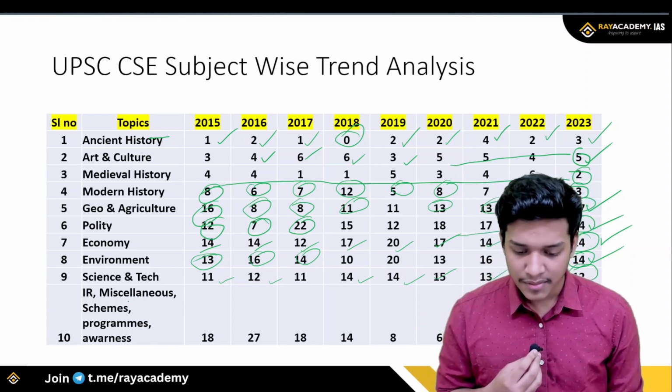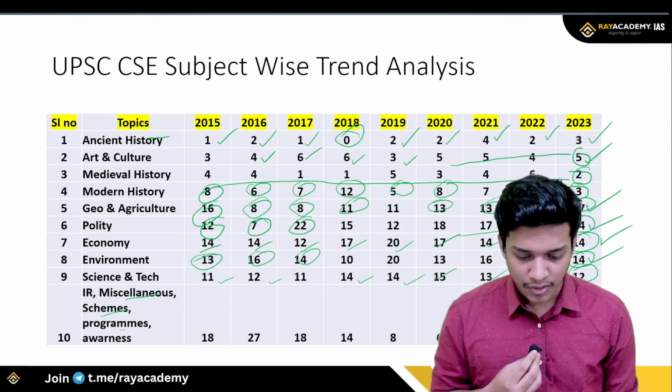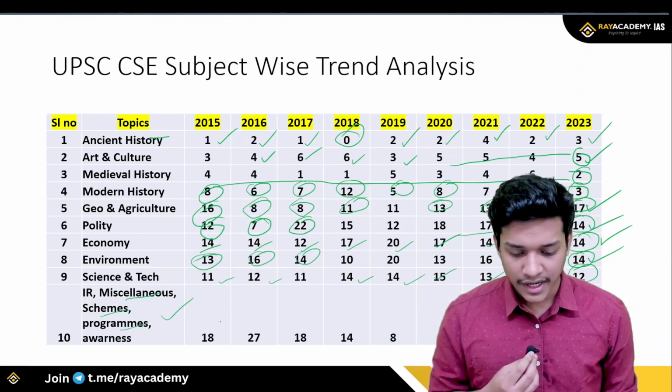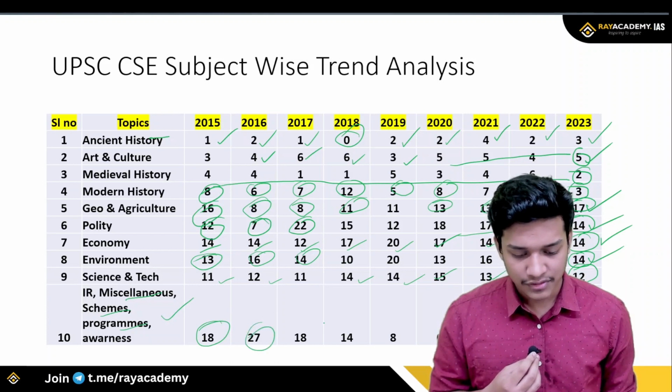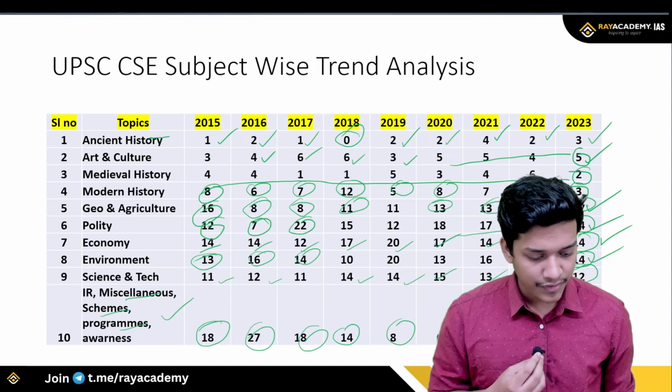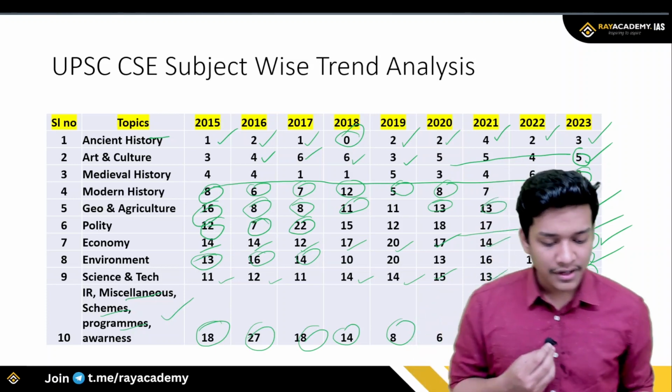This part, IR miscellaneous part, schemes and programs. This is mostly a current affairs oriented topic, and it also has high weightage: 27, 18, 14, 8, and in the latest exam, 2023, there were 16 questions.